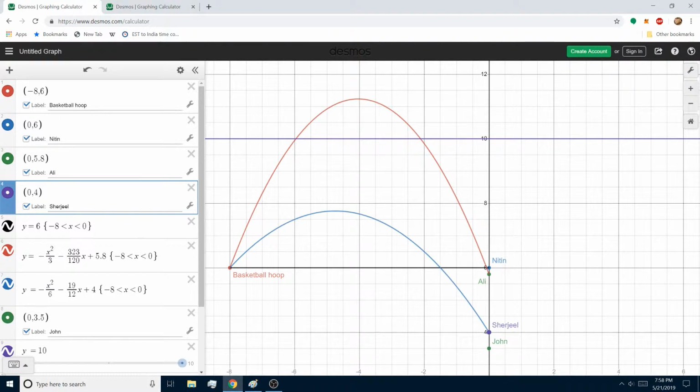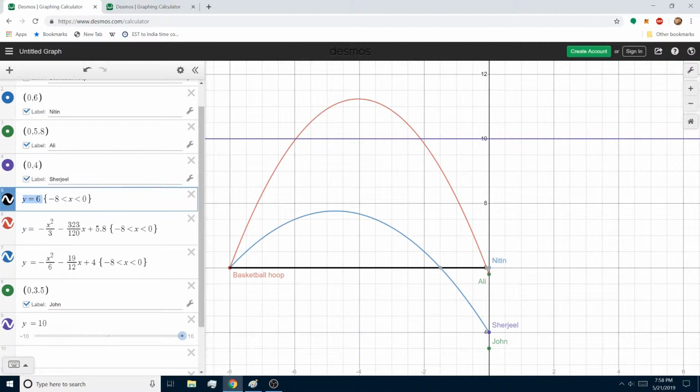So the line for that is y equals 6. It's just a straight line. So now we have Ali's shot. Ali's shot had a really high arc. So the A value for Ali's shot is -1/3, which is pretty big. So the greater the absolute value of that A value, the higher the arc is going to be.